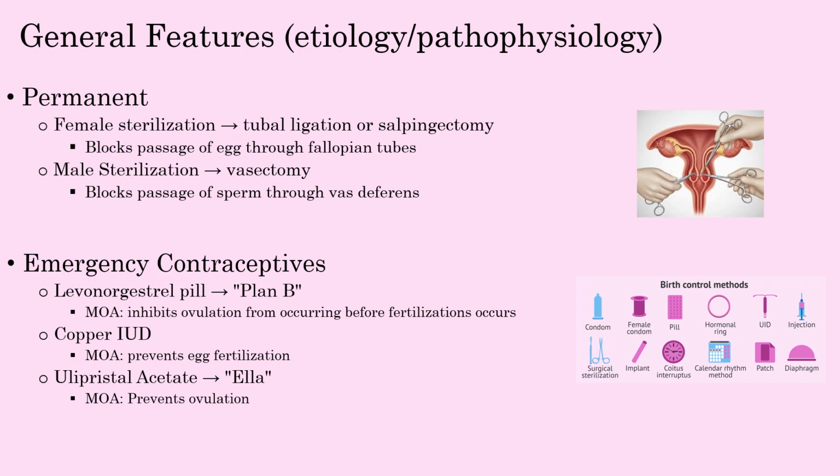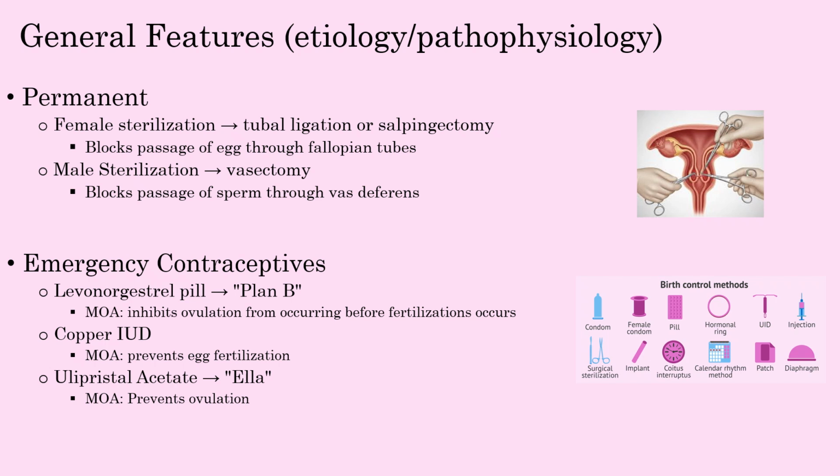Finally, we have emergency contraceptive methods. There's a few types of these. We're going to go over levonorgestrel, which is a Plan B pill, copper IUDs, and ulipristal acetate, which is known as ELA. For the Plan B pill, this inhibits ovulation from occurring before fertilization occurs. It can be taken within 3 to 5 days after unprotected sexual intercourse to stop ovulation from occurring.